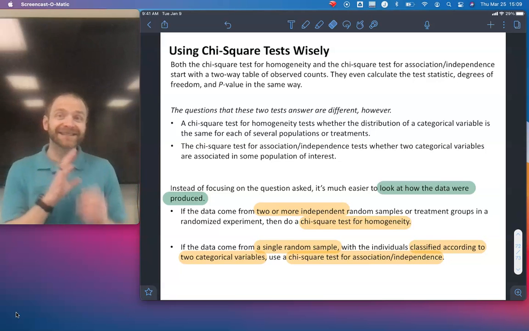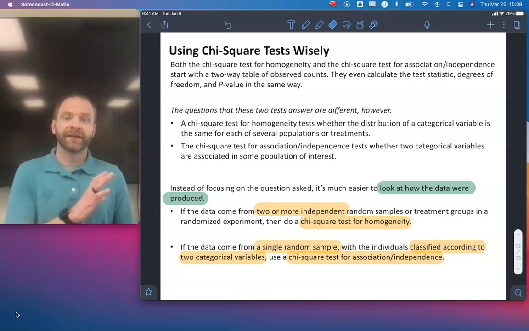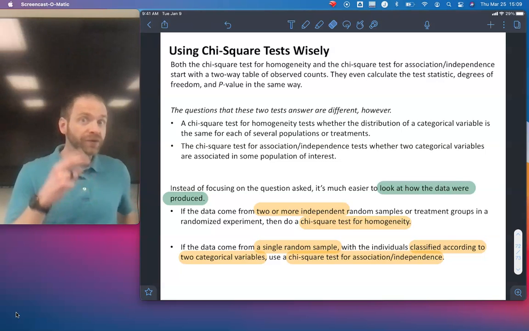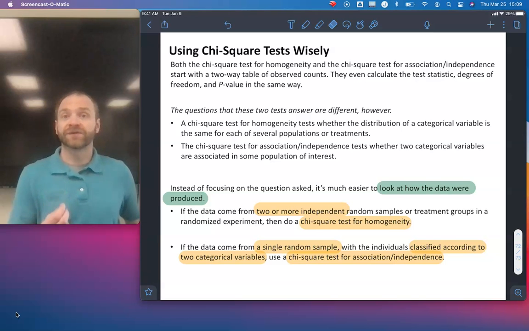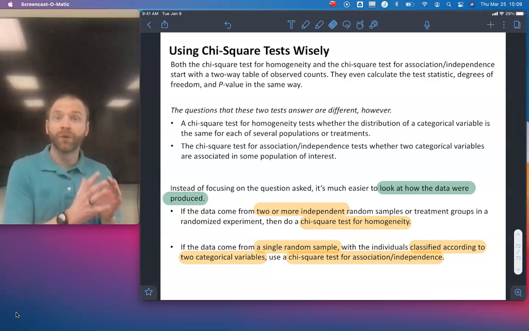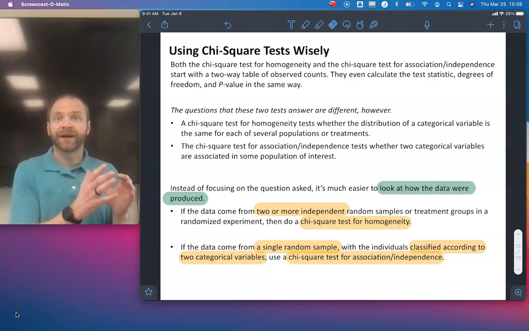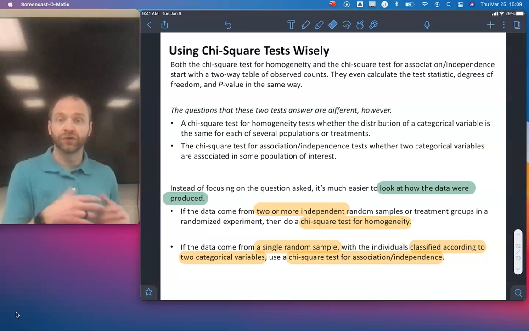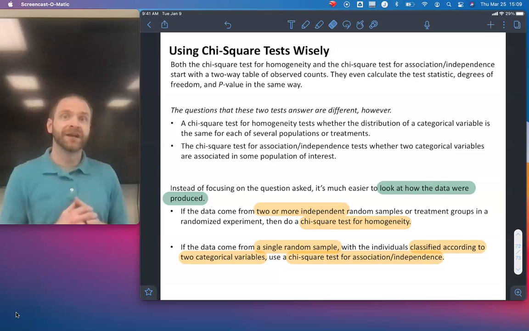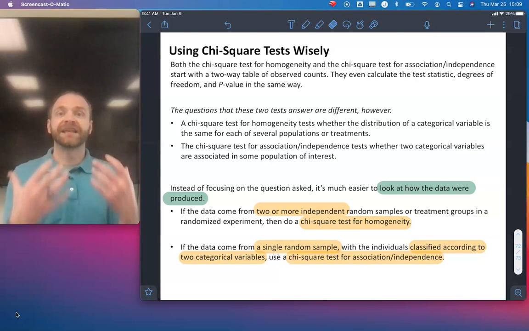If we have a single random sample classified according to only two categorical variables, we do a chi-square test for association and independence. So if we have two or more independent random samples, then we're going to be looking at the chi-square test for homogeneity. If we have one single random sample classified according to the two categorical variables, that's a chi-square test for association and independence. So you have to look at how it's presented to you.